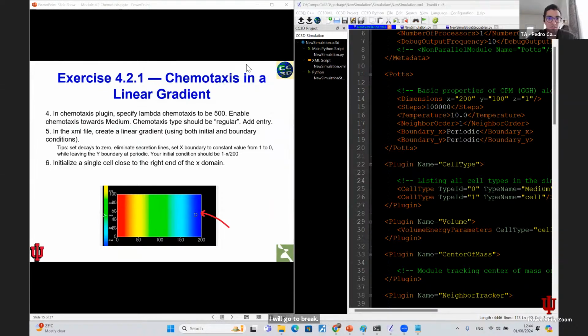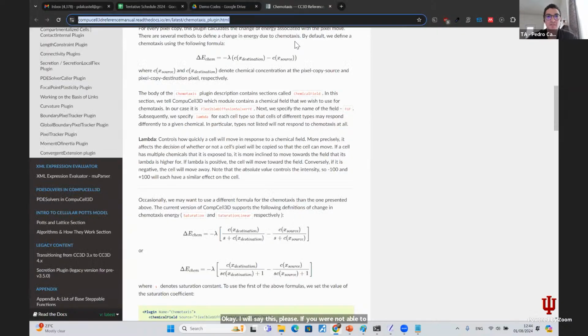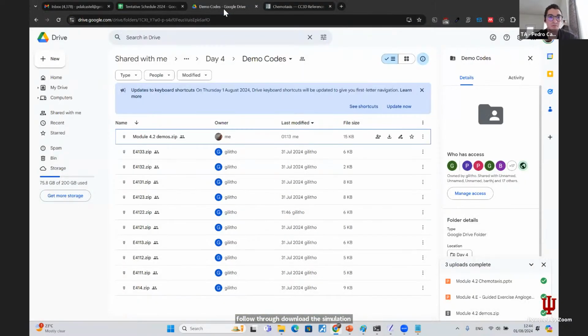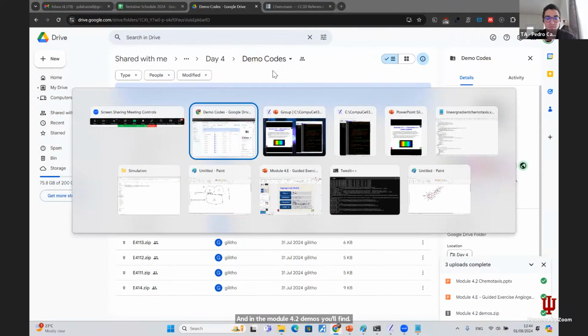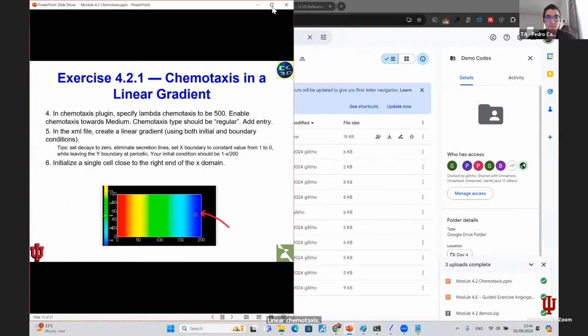Okay, I will proceed. Please, if you were not able to follow through, download the simulation from Drive. I will send you the link, and go ahead and download the module 4.2 demos. In the module 4.2 demos, you'll find the linear chemotaxis demonstration. All right.